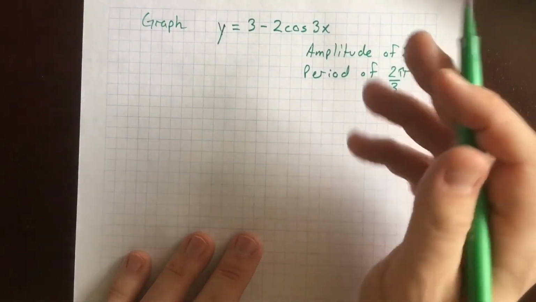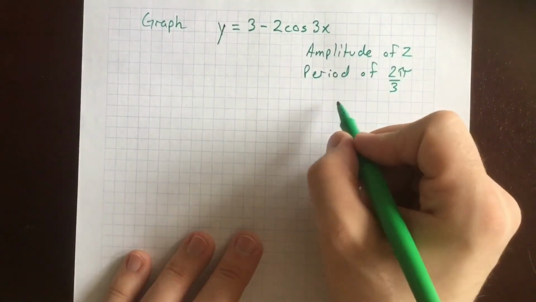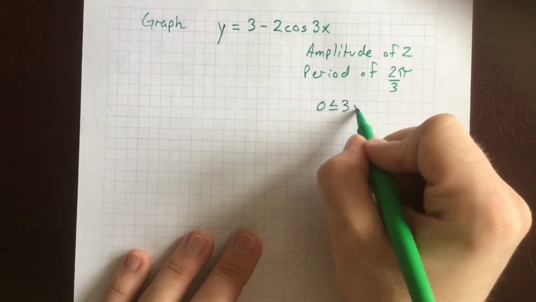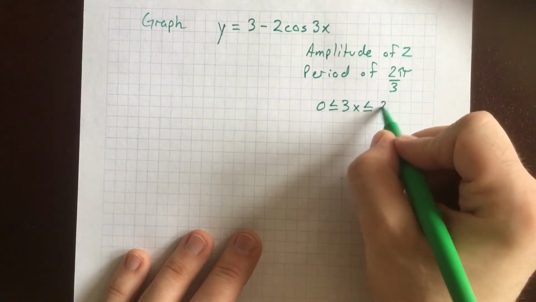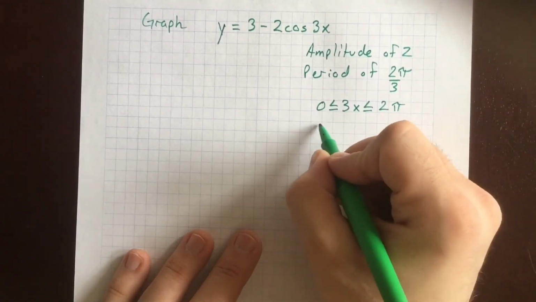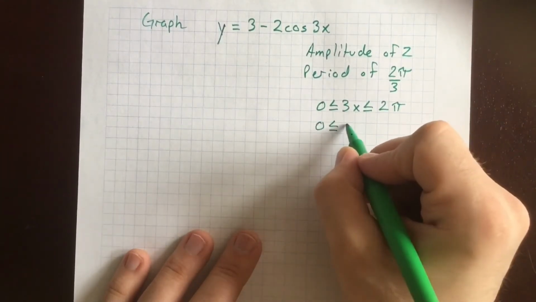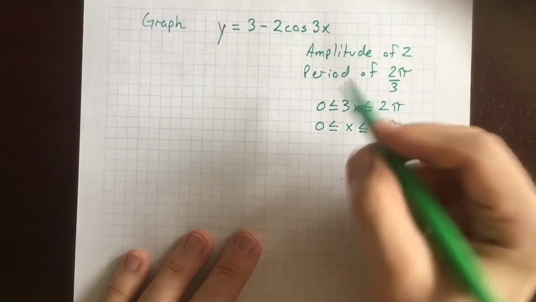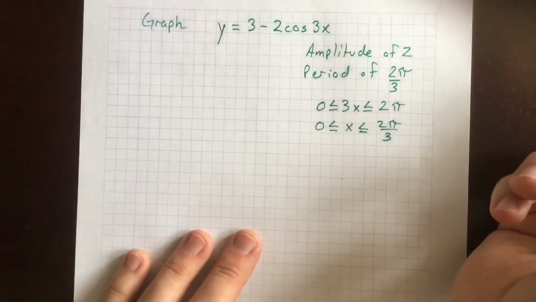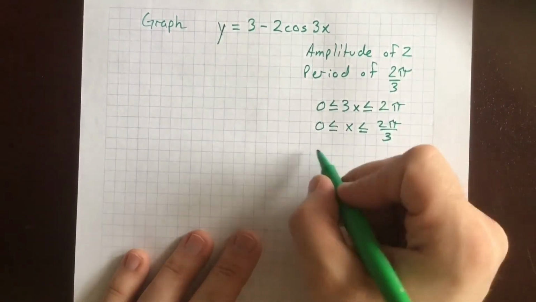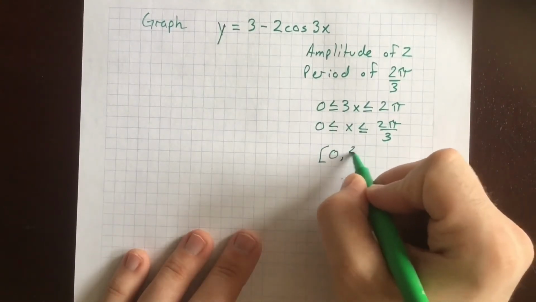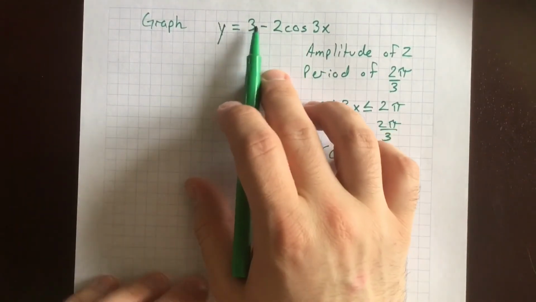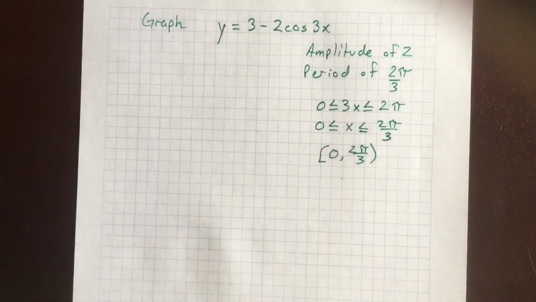So I could technically know it's from 0 to 2 pi over 3. Or if I just do 0, 3x, and then 2 pi divided by 3, right here I can see, oh, 0 to 0, there's no phase shift. So here's our interval, 0 to 2 pi over 3. Now we have some sort of vertical translation in this problem.